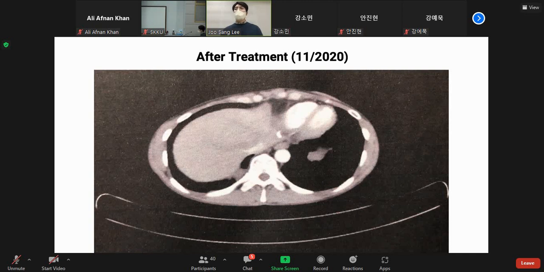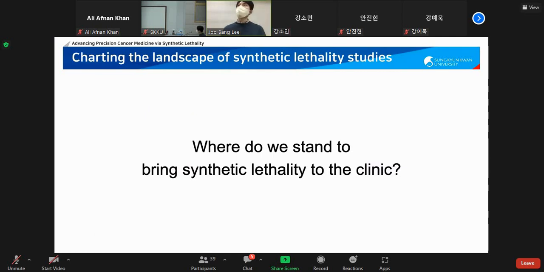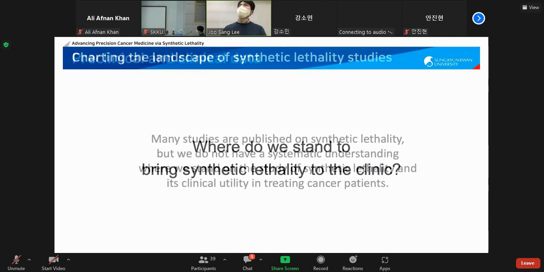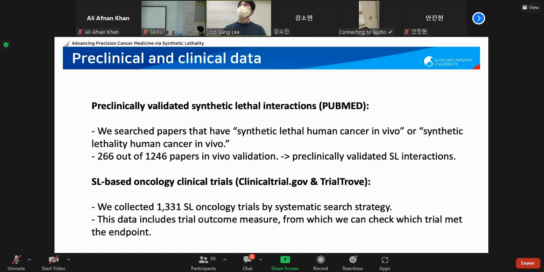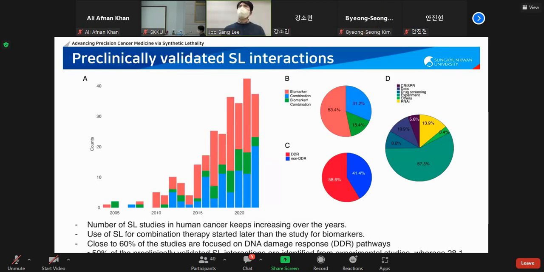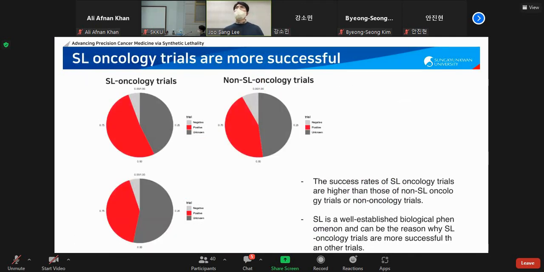So this example was a great analysis of the clinical trials of synthetic lethality. But I'm going to skip this. The summary of this work is that the number of clinical trials and preclinical studies is increasing to identify new targets for cancer based on the concept of synthetic lethality. And what is more interesting is the non-synthetic lethality oncology trials, or non-oncology trials.